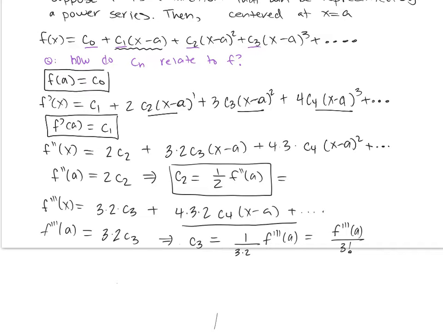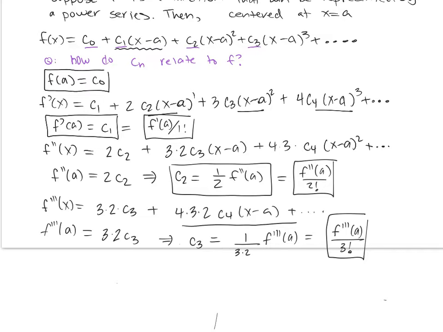Notice this one above is f double prime of a over 2 factorial. 2 factorial is just 2 times 1. And this is the same thing as f prime of a over 1 factorial, because 1 factorial is 1. And this is, well, no derivative is just the original function, f of a, think of it as the 0th derivative, as in none, over 0 factorial. Remember that 0 factorial, by definition, is equal to 1.